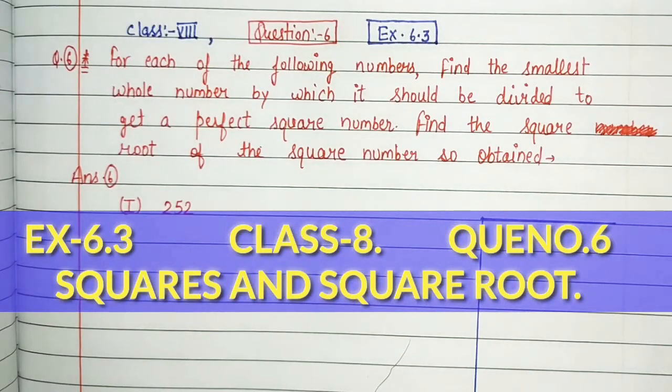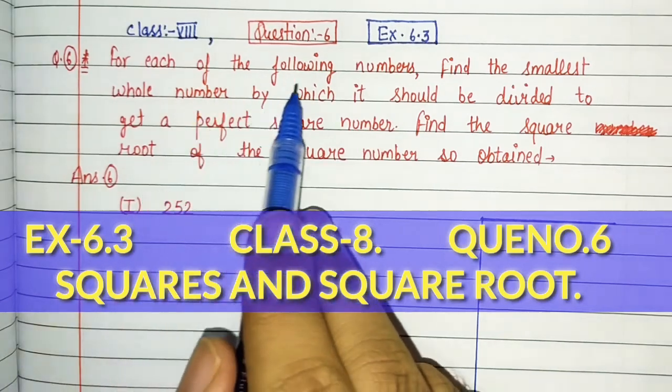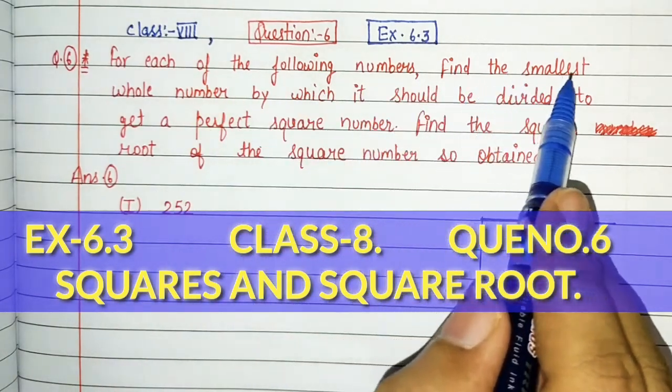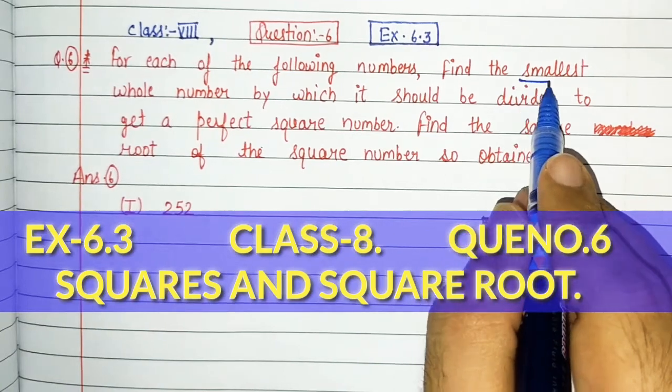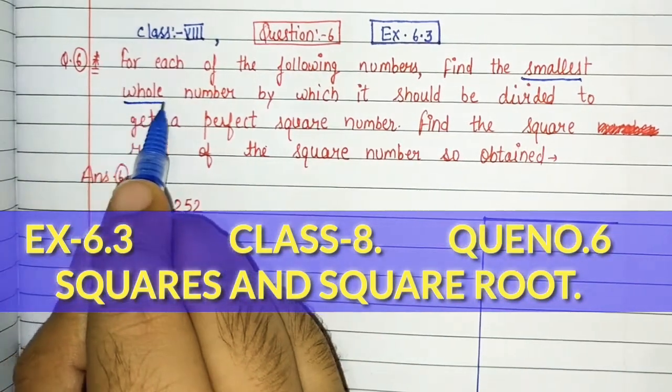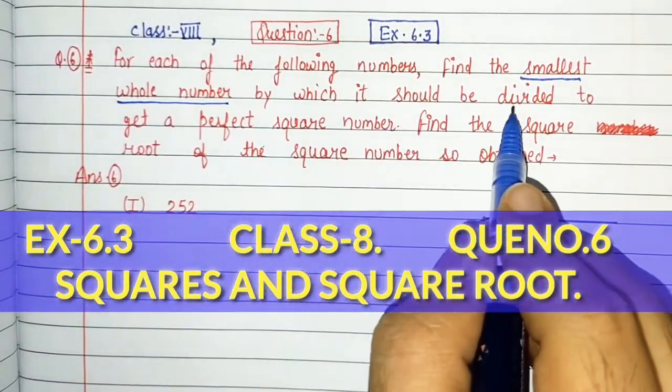Hello dear student, this is exercise 6.3, question number 6. For each of the following numbers, find the smallest whole number by which it should be divided, as in question number 5.